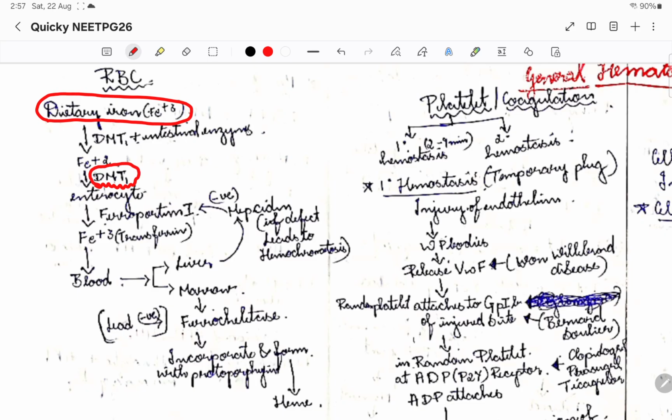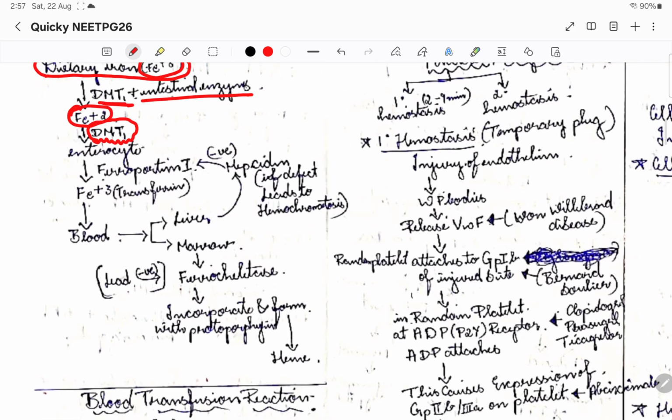What it does is it converts Fe3+ into Fe2+. This DMT1 and intestinal enzymes convert Fe3+ into Fe2+. Then this DMT1 will take the Fe2+ inside the enterocyte and convert it back into Fe3+ form. During this process it will go on inside the blood. Again in Fe3+ form only, this will be transferred into the blood.